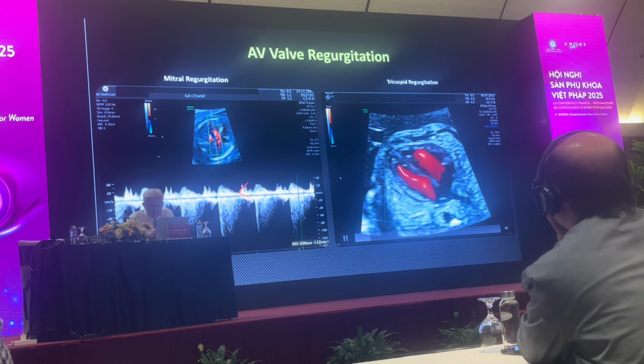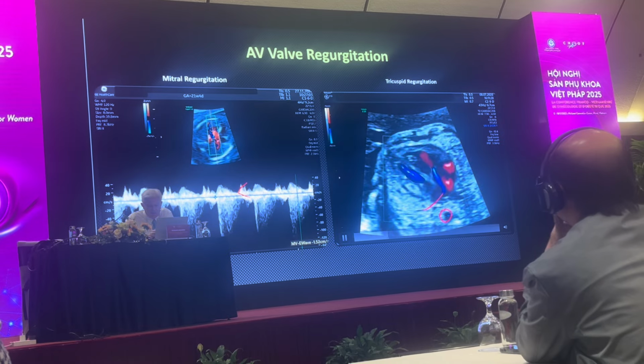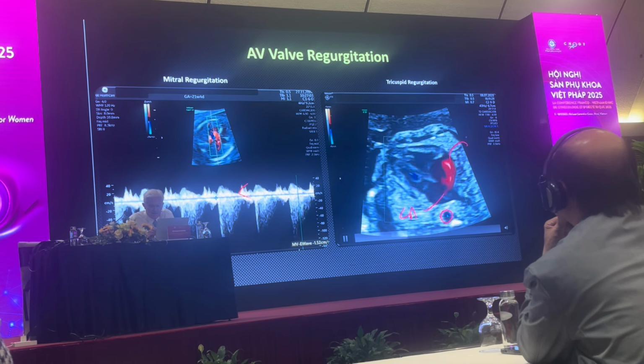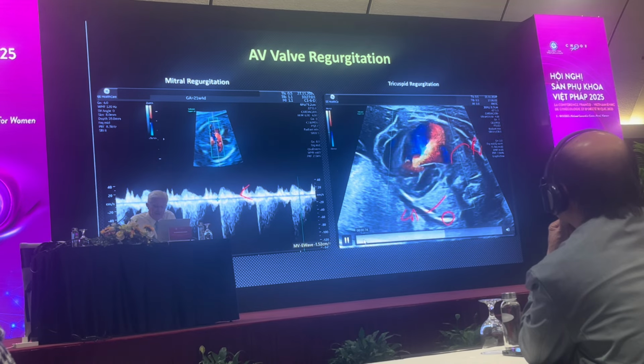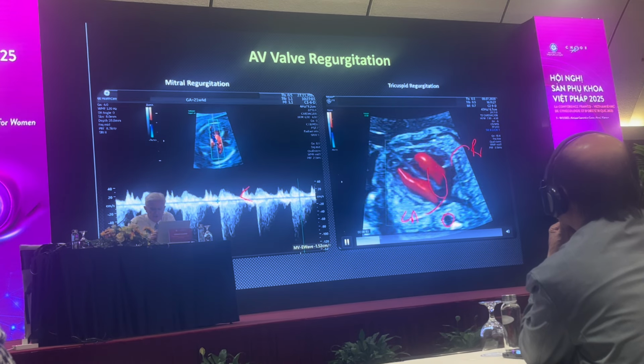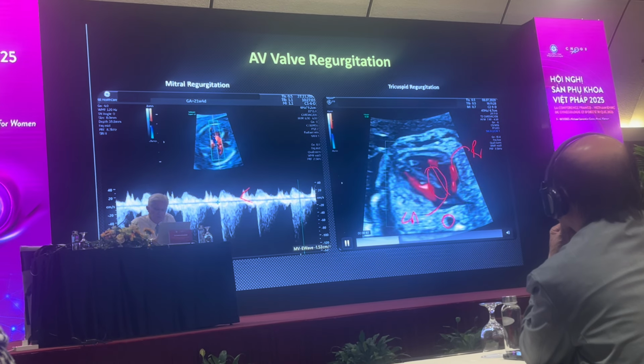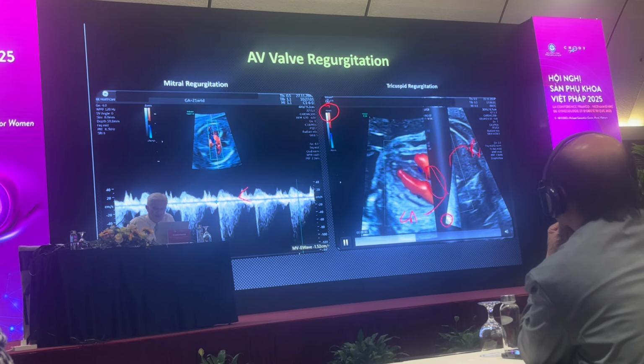This is the baby, the descending aorta, left atrium, and therefore this is the right atrium. And you can see a regurgitant jet, which is mild tricuspid regurgitation, blue. Because remember, always set this at red.